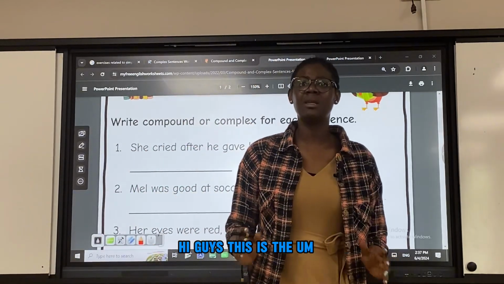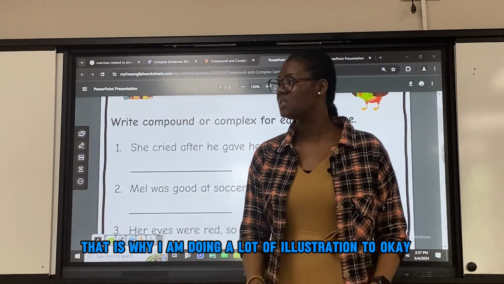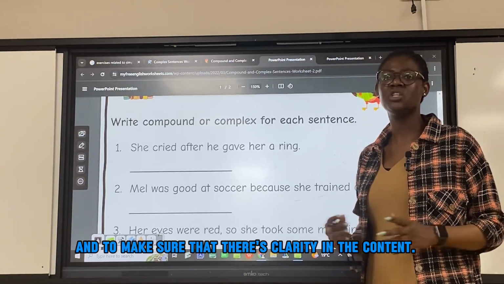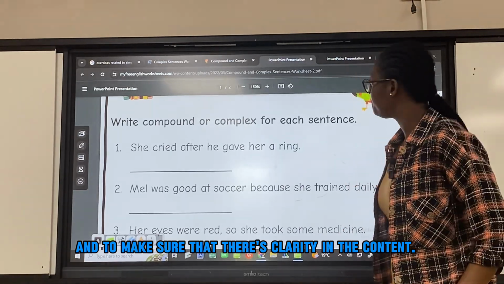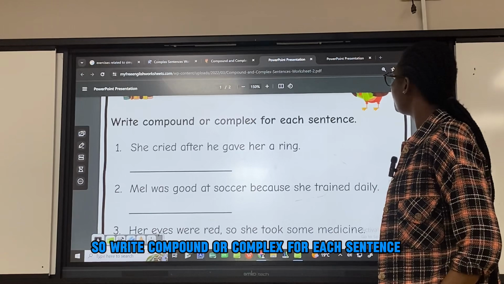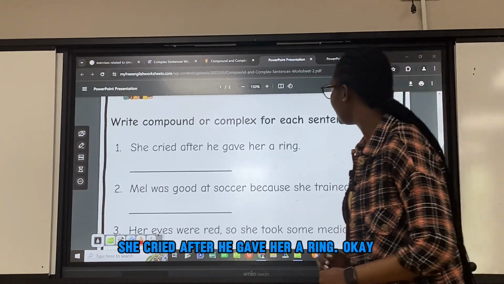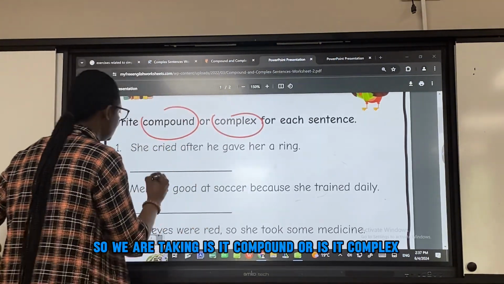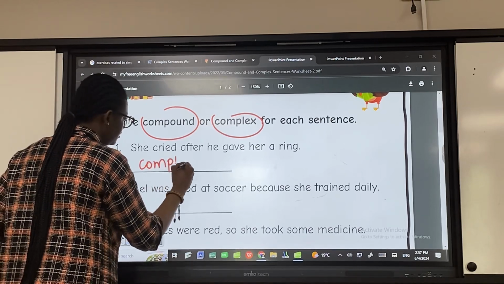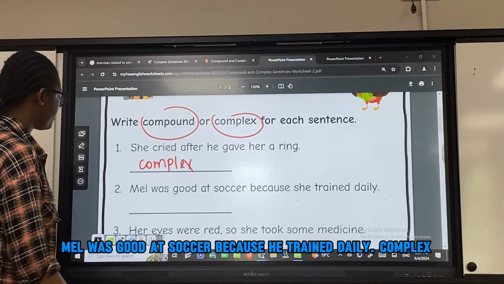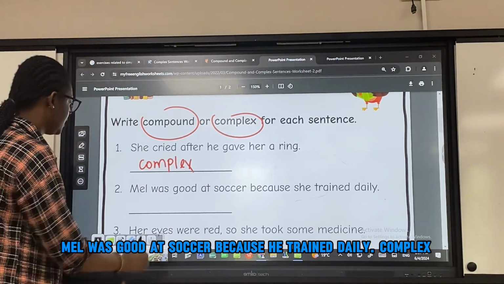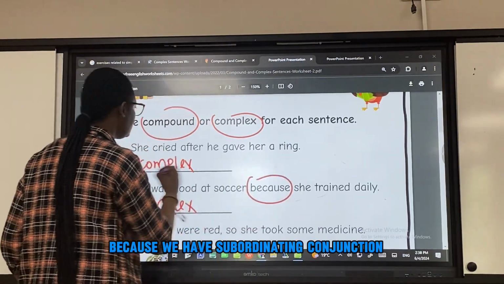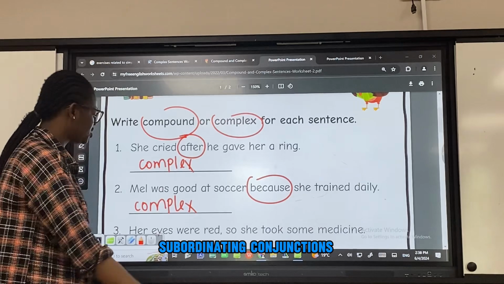Hi guys, this is the last lesson related to types of sentences. That is why I am doing a lot of illustration to help my students and to make sure that there's clarity in the content. So write compound or complex for each sentence. She cried after he gave her a ring. Is it compound or is it complex? It is complex. Mel was good at soccer because he trained daily. Complex. Why is it complex? Because we have a subordinating conjunction.